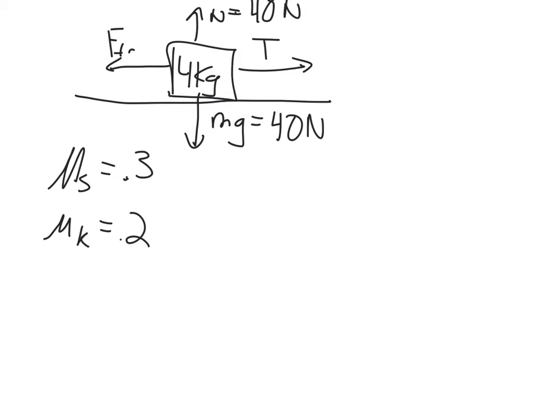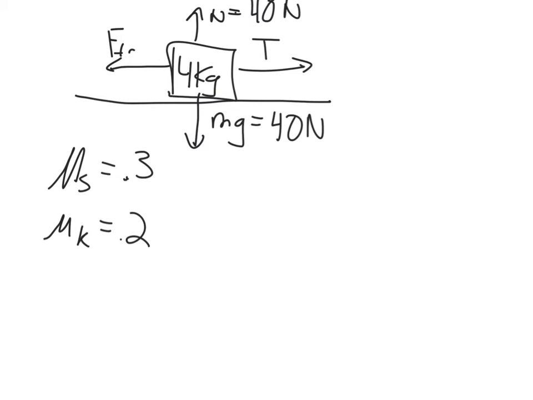Our coefficient of kinetic friction will always be smaller than our coefficient of static friction. It's impossible to have a mu sub k that is greater than mu sub s. It always takes more force to get an object moving than it does to keep it moving. It has to do with our momentum.